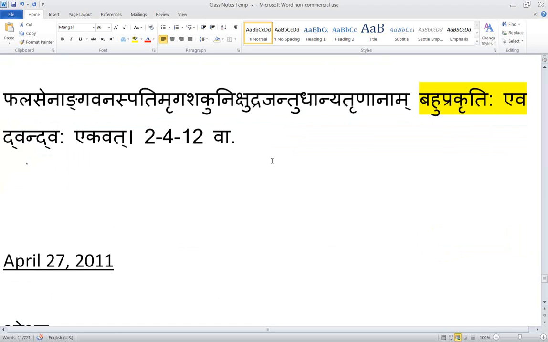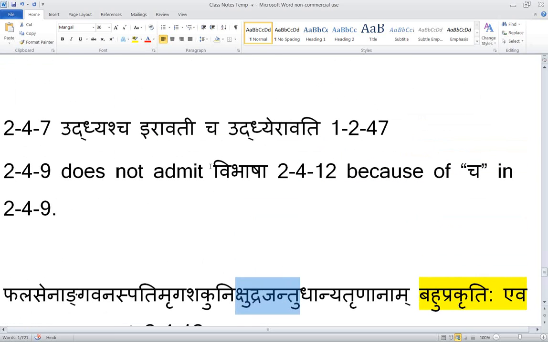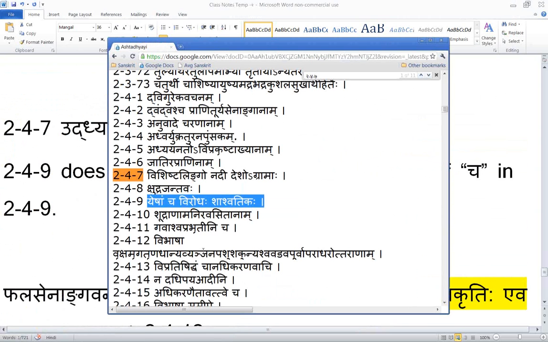Also, when you're doing this, keep in mind this vartikam: Phalasenanga vanaspati mriga shakuni kshudrajantu dhanya pranam bahu prakriti eva. It has to be plural. This comes back to the same idea. It has to be a general group of general items, not specific items. If you're talking about grass, it has to be in the plural. Singular grass will not make a samaharaha. Same thing with kshudrajantu: there have to be many of them. Okay, so that is, 249 does not admit vibhasha of 2412. Yesham Chivirodha Shashvatikaha. There's no vibhasha because of Pashu Grahanat.